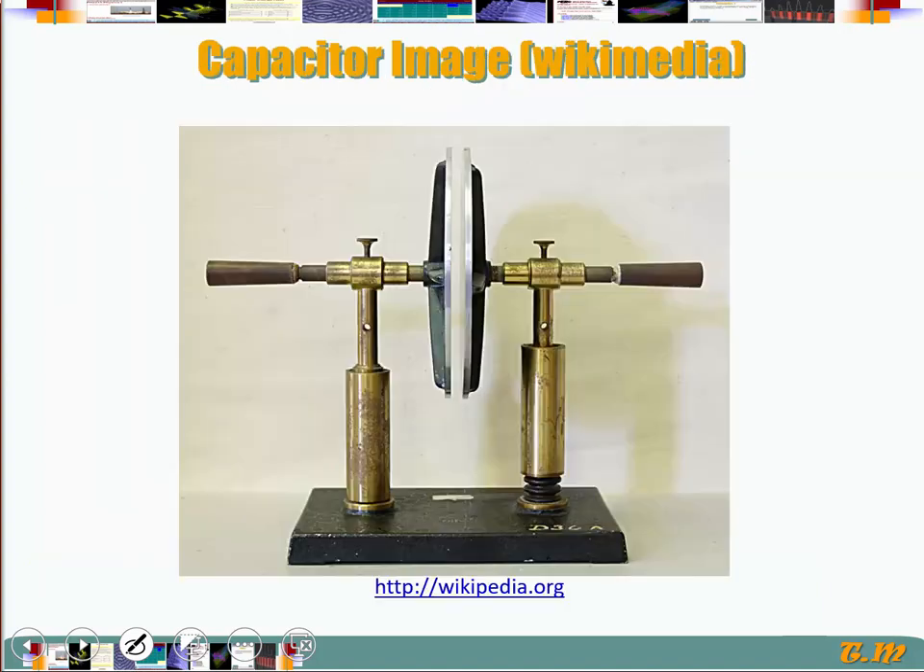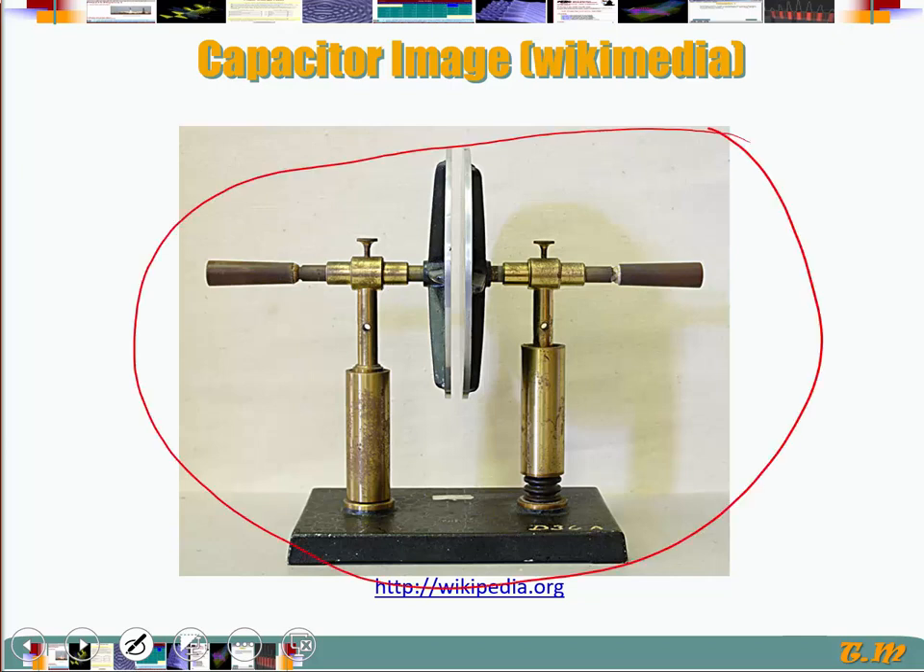And then here is another version. This is very similar to the one you used in lab, a parallel plate capacitor. So these are two circular plates. Each one of them has an area A, and you make your electrical connections here and you charge them up that way.